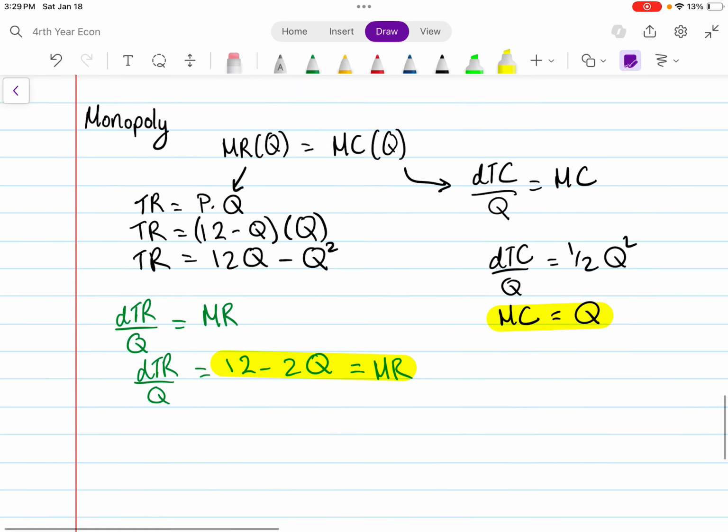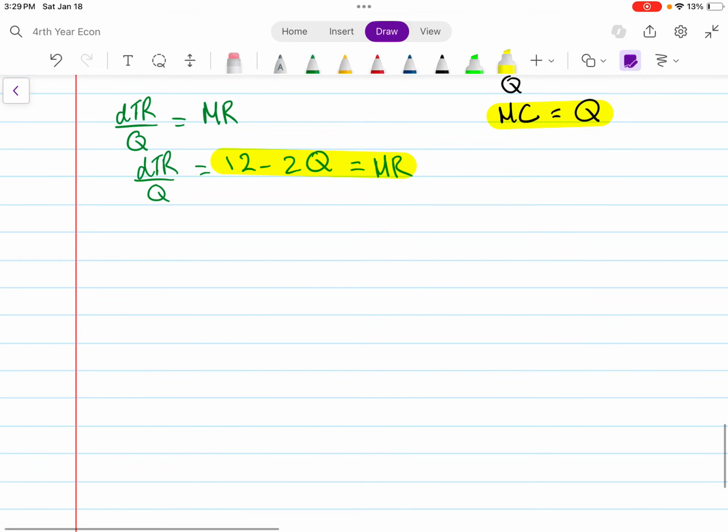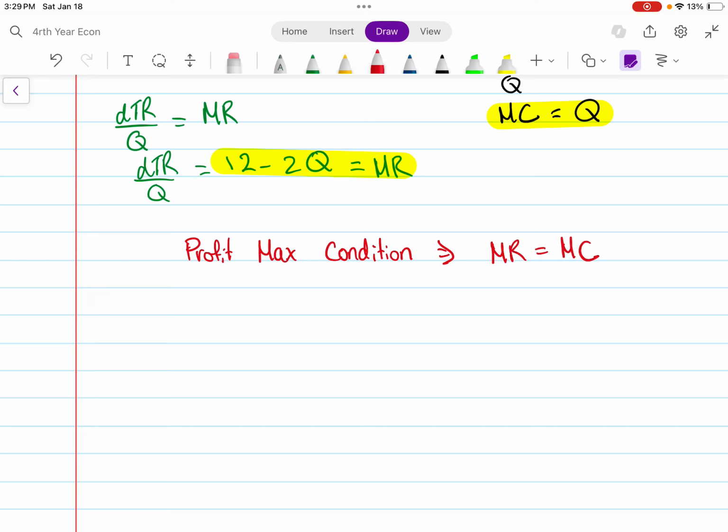So now we have both the marginal cost and the marginal revenue. And remember, we want to set both equal to each other so we have our profit maximizing condition. The profit maximizing condition is marginal revenue equals marginal cost. We know that marginal revenue is 12 minus 2Q, and that marginal cost is just Q. After solving, we get Q is equal to 4.